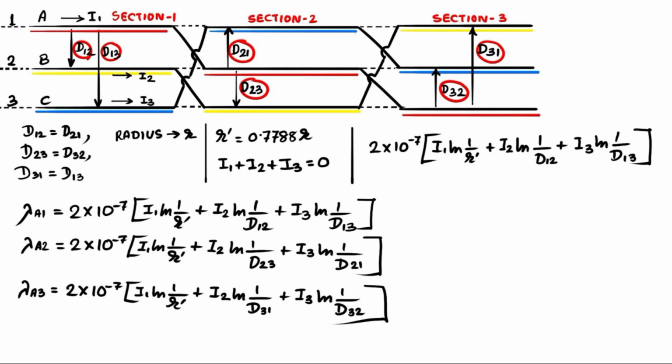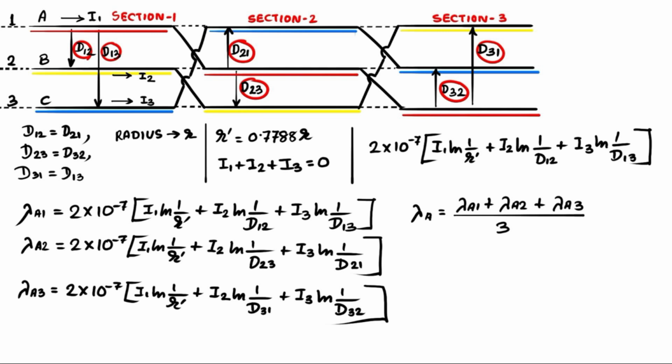Since each conductor occupies all three physical positions for an equal length of the transmission line, the overall flux linkage of conductor A is obtained by taking the average of the flux linkages of sections 1, 2, and 3. The average flux linkage of conductor A over the complete transposed line is equal to the sum of the three flux linkages divided by 3. That means it is equal to lambda A1 plus lambda A2 plus lambda A3 divided by 3. Let us now simplify this expression and derive the final inductance equation.